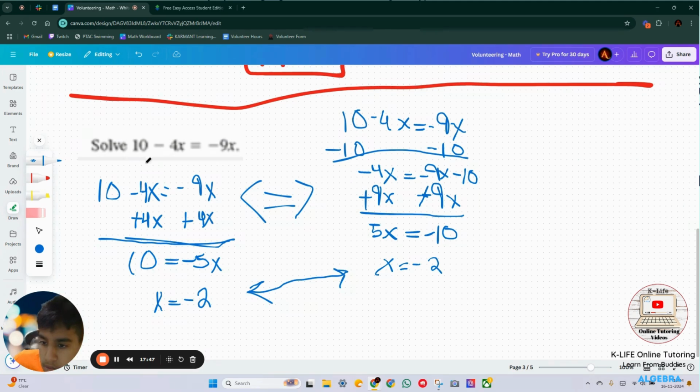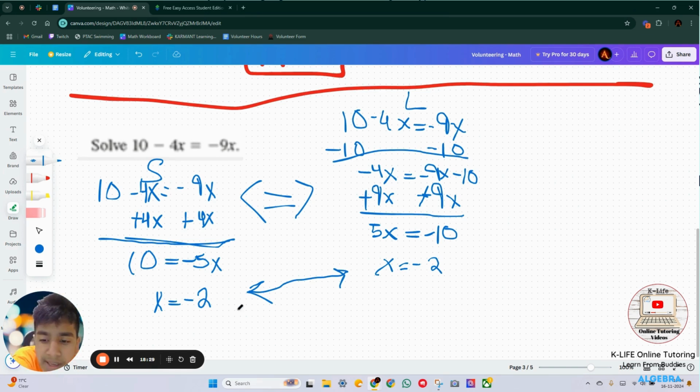But this one is shorter and this one's longer. In the first one, we just did plus 4x on both sides. We isolated the variable and the constant to equal each other, and then we found the x value. In the longer one, we subtracted 10 on both sides. Then we said negative 4x equals negative 9x minus 10. Then we added 9x on both sides. And then we made our variable term positive. Sorry, I keep saying constant.